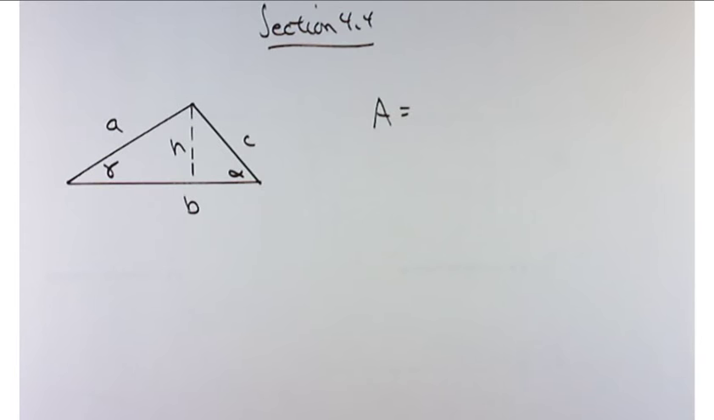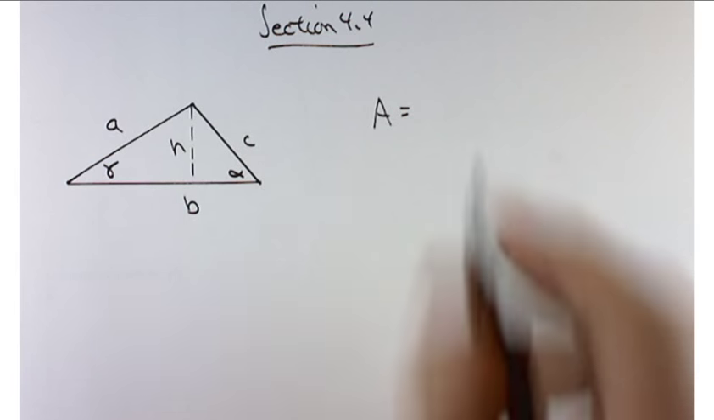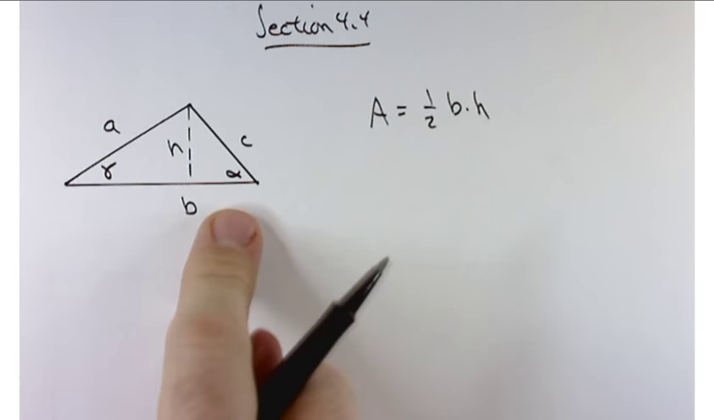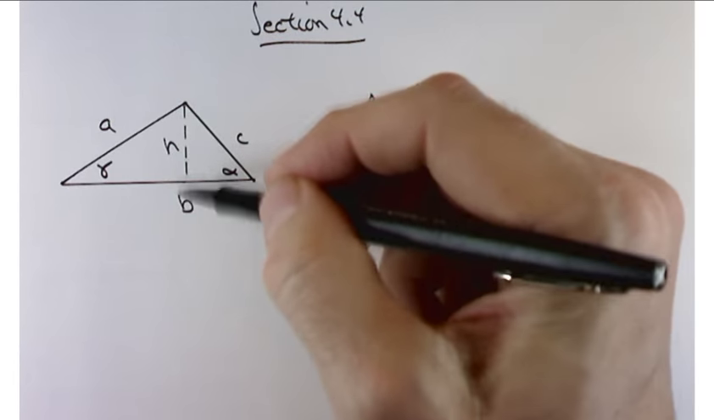How do you find the area of a triangle? What's the formula? One half base times the height. So there's your base, there's your height. That's perpendicular to the base.